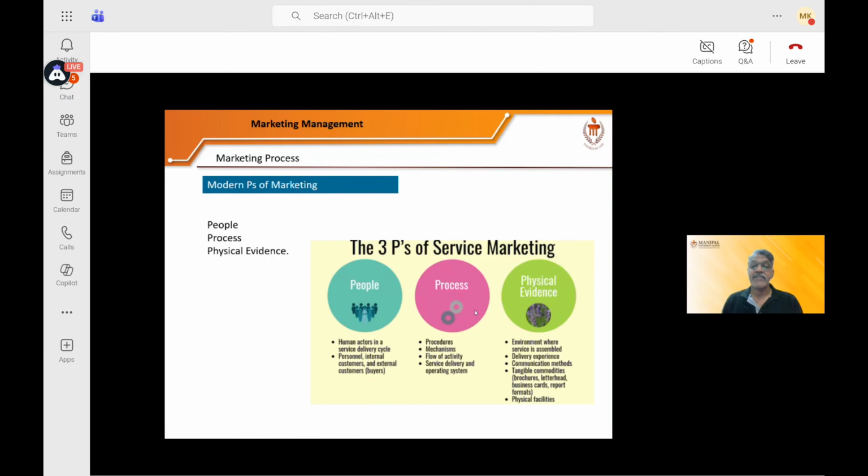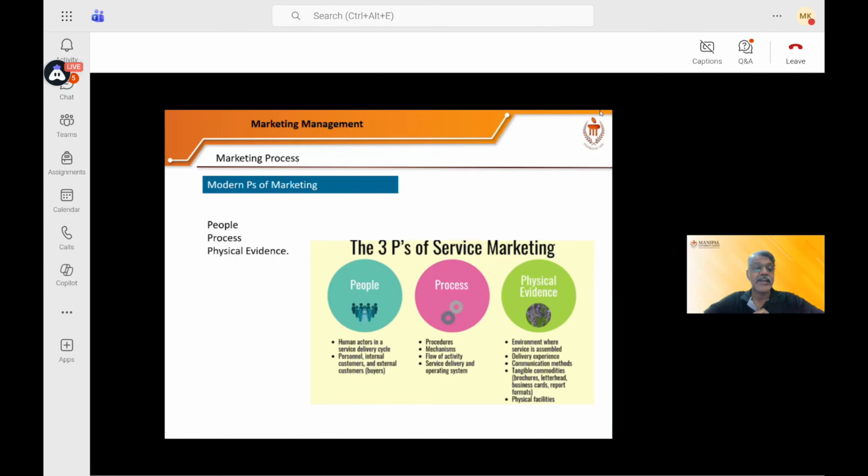Similarly, in case of services, we also see people. For example, you're traveling from one place to another, so you go by flight. So people, who are the people? How Indigo, how Air India is serving you, how it is taking care of your requirements. Process, what is the process of reaching that particular place? Book a ticket, go through the process, get a scan, get the boarding pass and all those things. Physical evidences, you see the ambience in the plane and all those things.